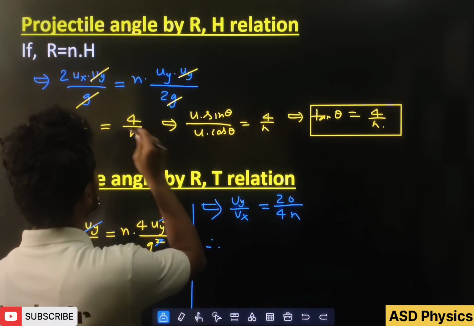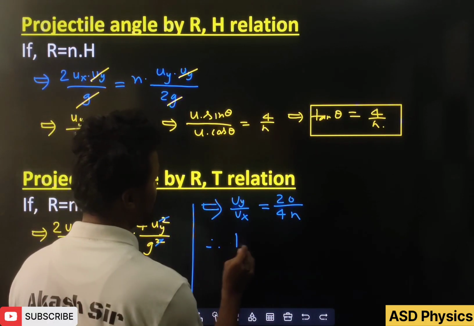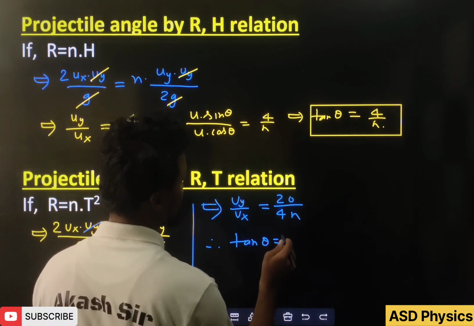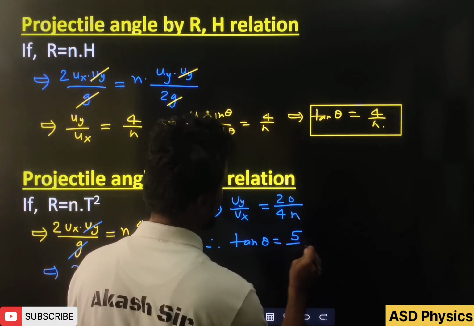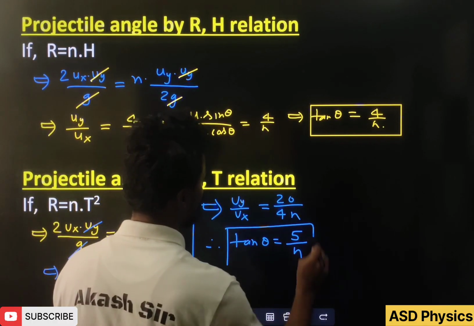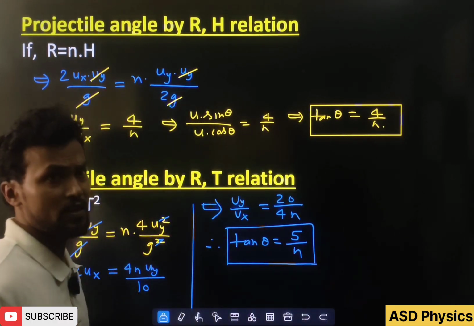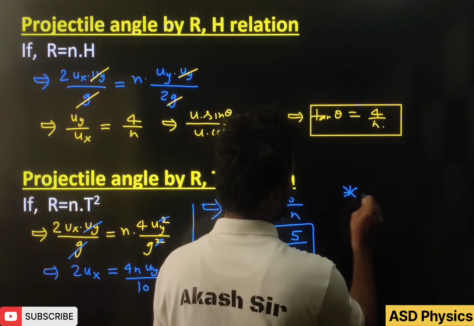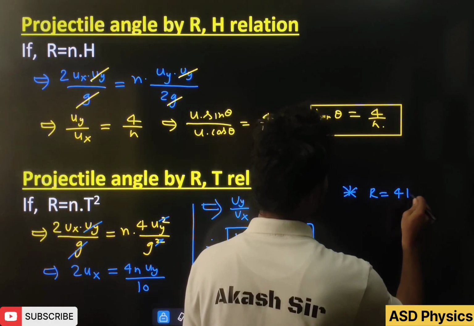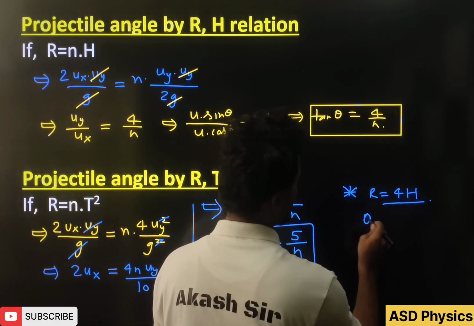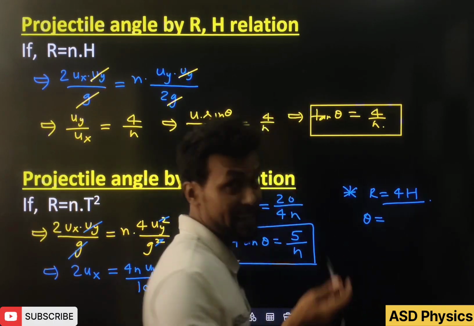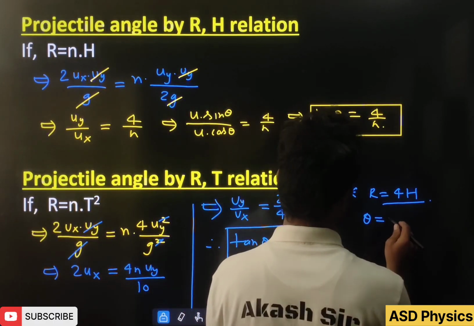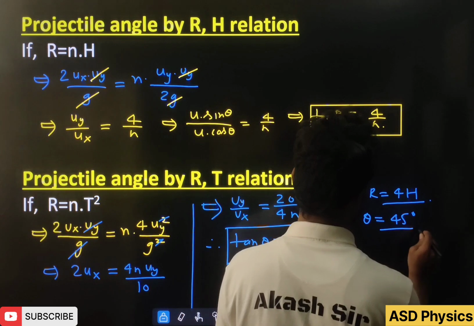What is uy by ux? You have seen very well, it will come tan theta. So tan theta is equal to, just simplify this, 5n. Tan theta is 5n. If in case they told R equal to 4H, any number they can give, so here tan theta equal to 4 by 4, tan theta equal to 1, that means theta equal to 45 degrees.